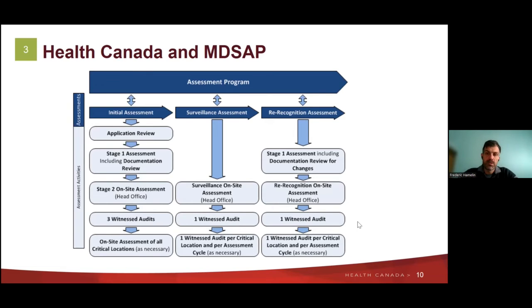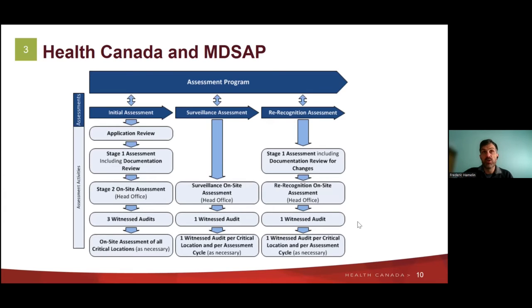We then perform surveillance assessments every year following that. So once a year, they will receive an office assessment. Not quite as long as the initial stage 2, but still we go in and we check most activities and processes within the organization to make sure that they're continuing to operate in the way that we would want them to in the MDSAP program. And we also perform at least 1 witnessed audit per year. So again, observing them perform an audit to gain confidence in their ability to do so.